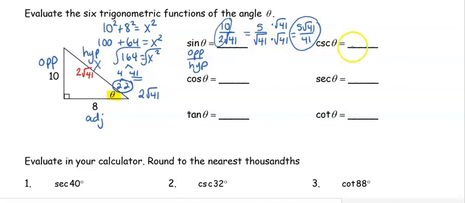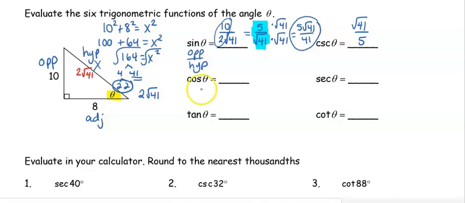The cosecant is just the reciprocal of that. Now, I'm not going to use my final answer. I'm going to look back one step. Because when I do the reciprocal there, it's the square root of 41 over 5. And I don't have to rationalize. If I would have taken my final answer, it would have been a lot more work to do.